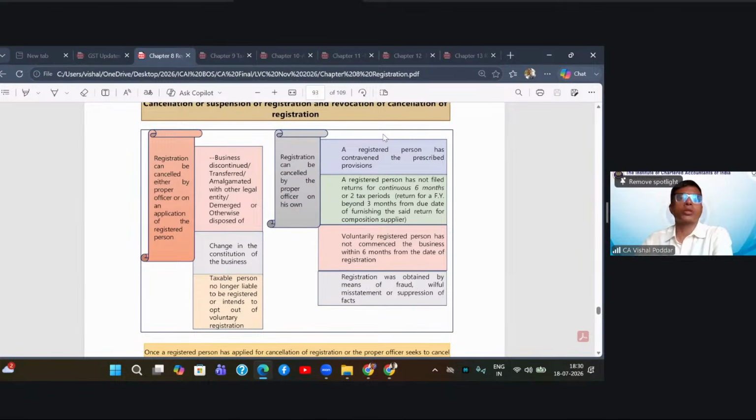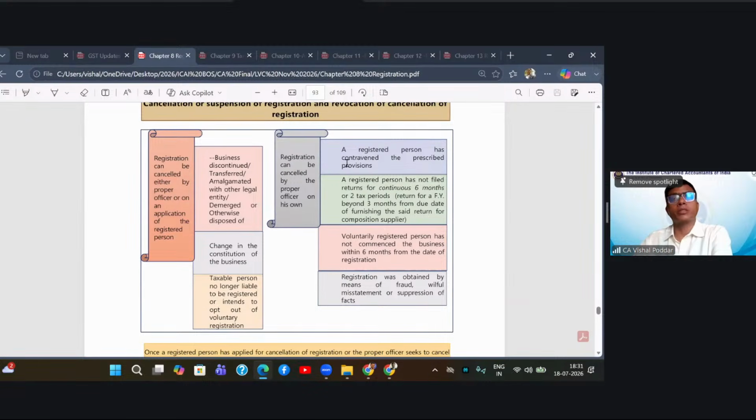Either because you have closed down the business or because your turnover has fallen below the registration limit. In such cases, you may apply for cancellation. Similarly, where the officer gets to know about this, or let us say in case of death of the proprietor, the officer may suo motu cancel.